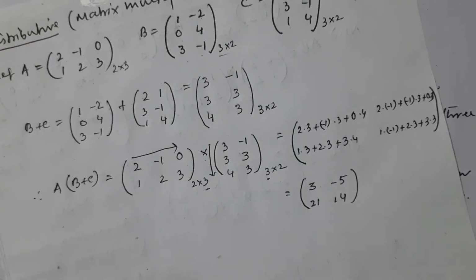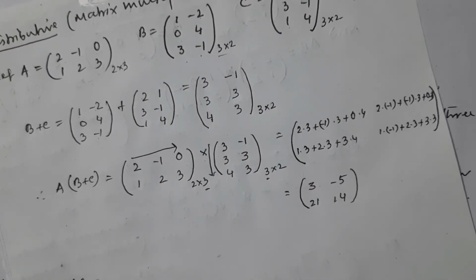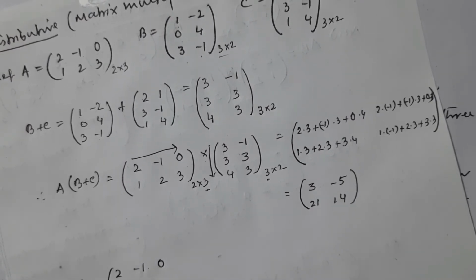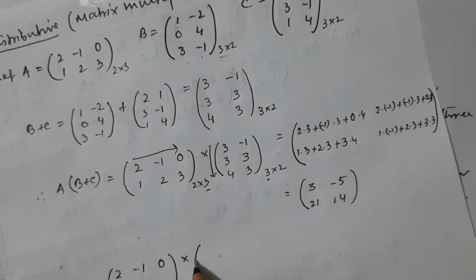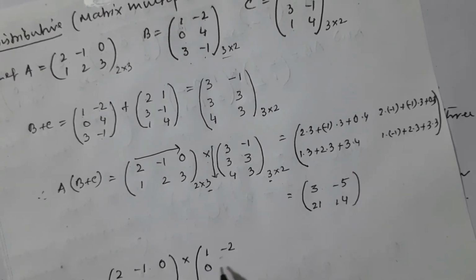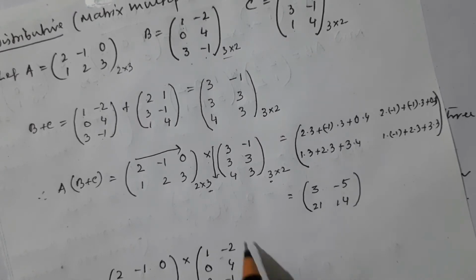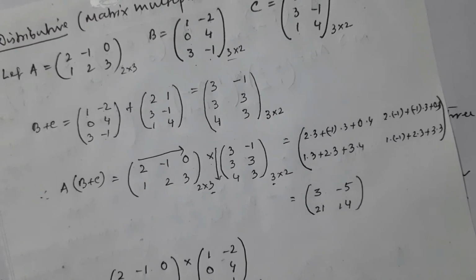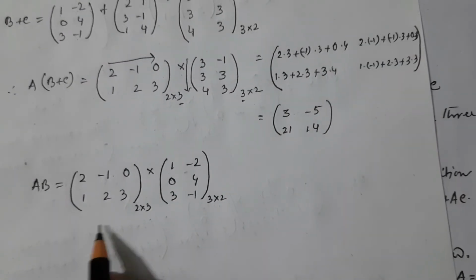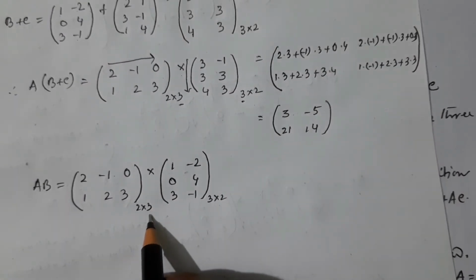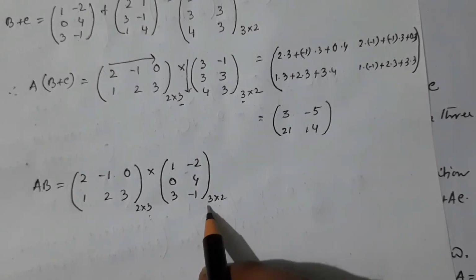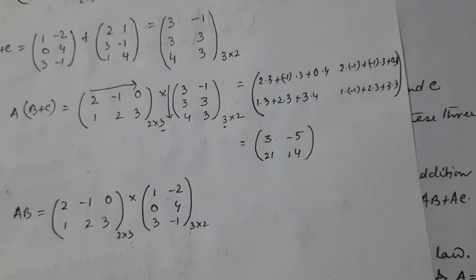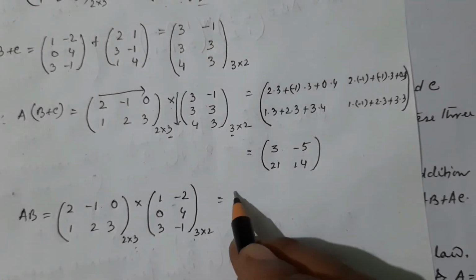Now we calculate AB. AB equals 2, minus 1, 0, 1, 2, 3 into B, 1, minus 2, 0, 4, 3, minus 1. This is a matrix of 2 cross 3. This is a matrix of 3 cross 2, and the number of columns of the first matrix is equal to the number of rows of the second matrix. So the product is conformable. So we can evaluate the product.